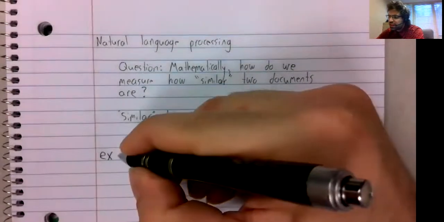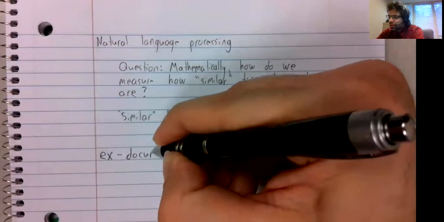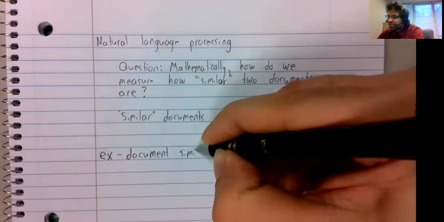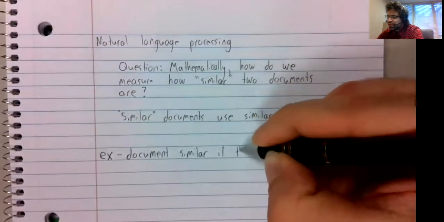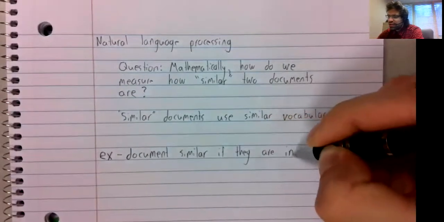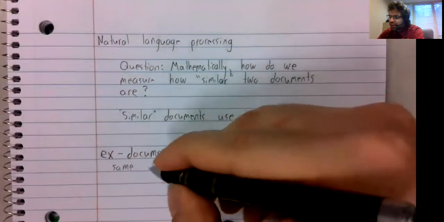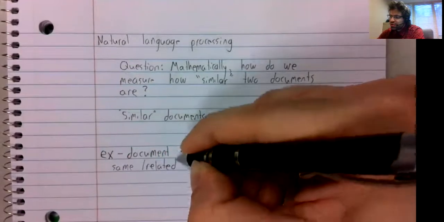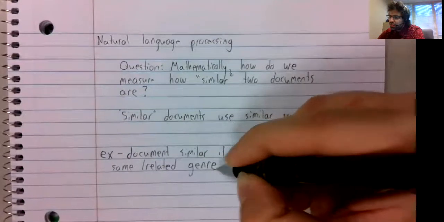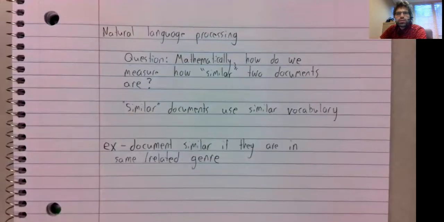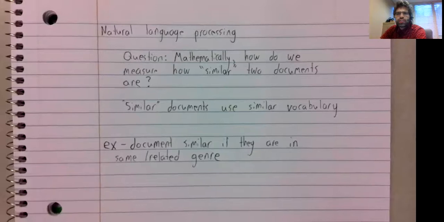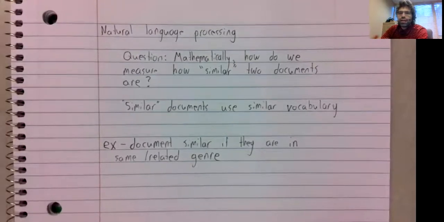So in this example, we'll call documents similar if they are in the same or at least in related genres. So if two works are in the same genre, it makes sense that they'd use similar vocabulary words. I mean, if you pick up two mysteries, you're probably going to see suspect and alibi and murder and words like that used frequently.